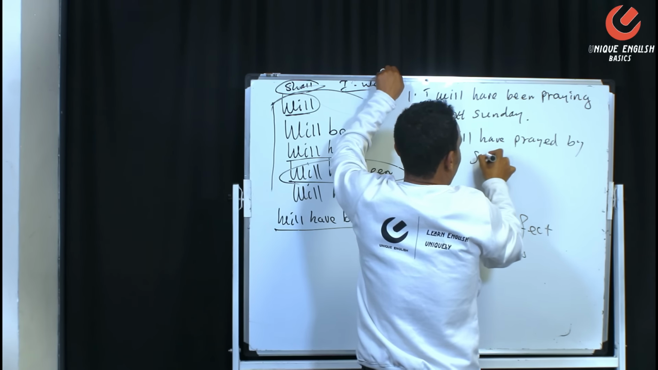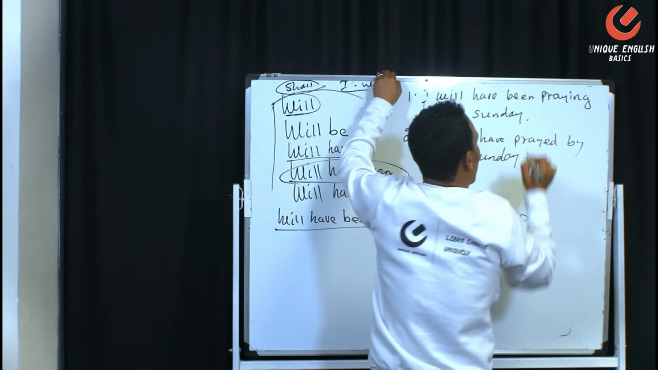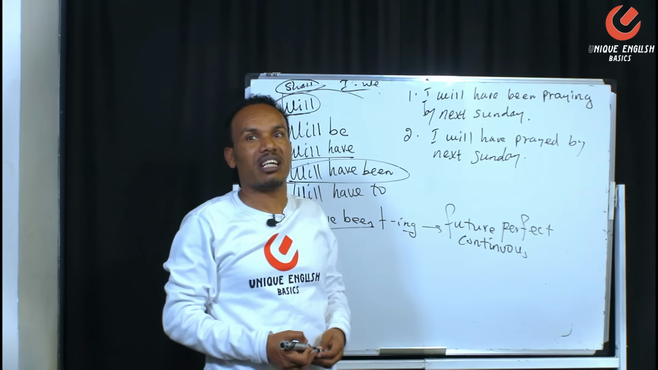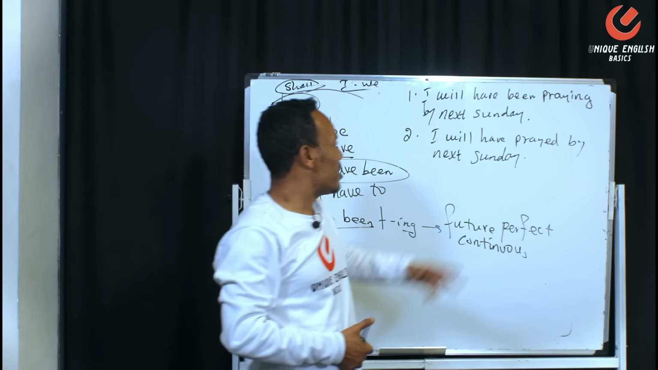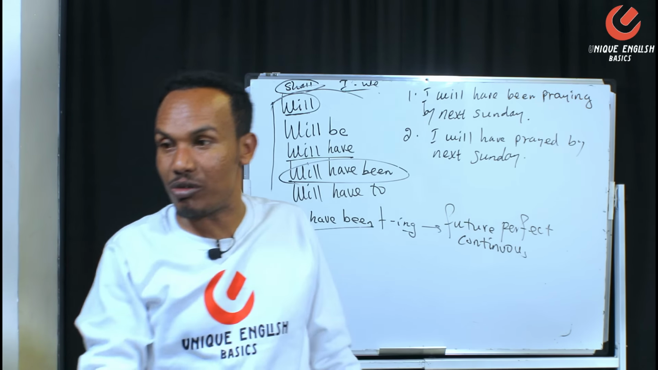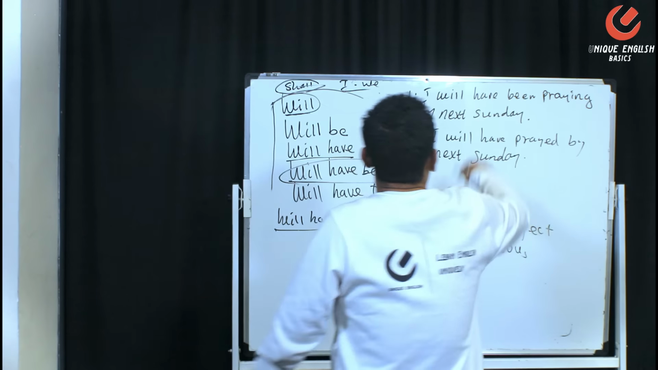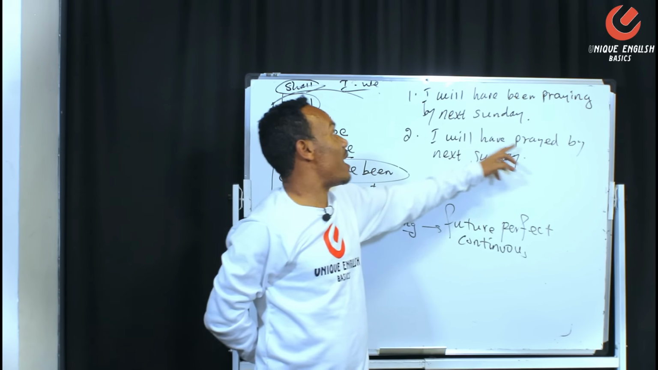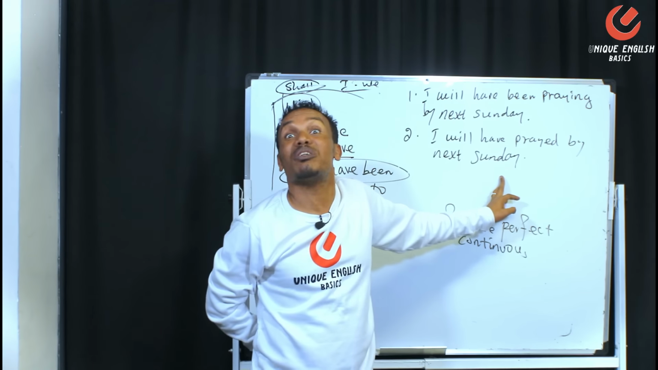Next Sunday. ይህን ሰው ስትጠይቁት ምን ብሎ መሰላችሁ የሚመልስላችሁ? I will have been praying by next Sunday ማለት future continuous, future perfect continuous ነው። I will have prayed by next Sunday ማለት future perfect continuous. ይሄ አሁን አወቀ ማለት ነው እንዴ? No way. ይሄ ማለት I will have been praying by next Sunday ማለት I will have prayed by next Sunday. These are two different things.